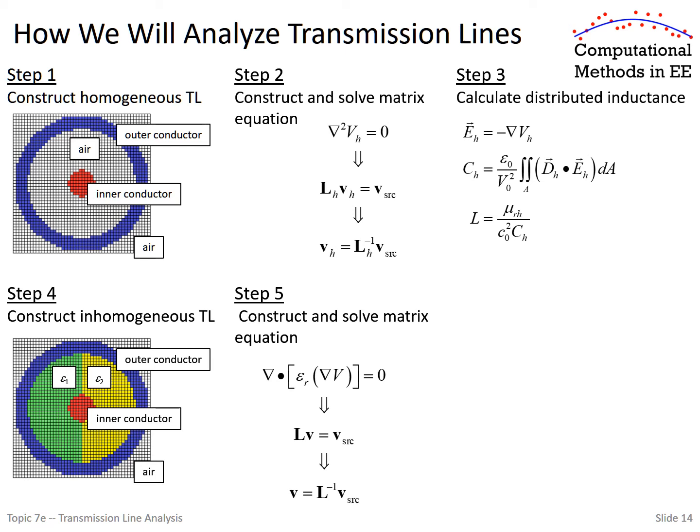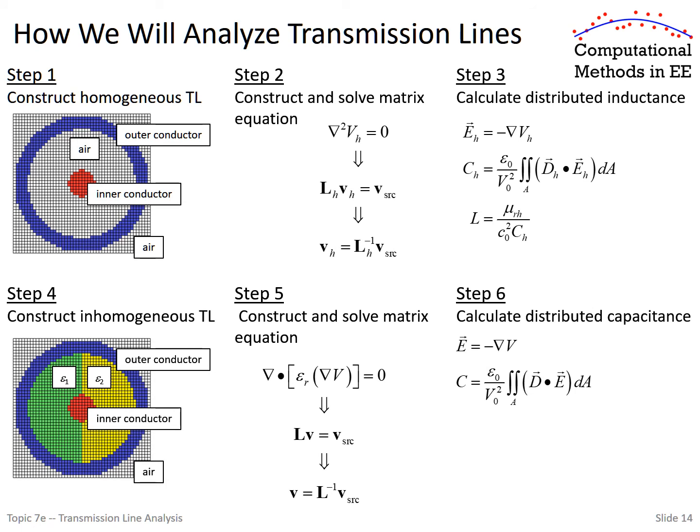So now we have the scalar potential for the inhomogeneous case. So this is really the true scalar potential. If we wanted to plot what the scalar potential actually looks like, it's this answer, not the one from the homogeneous case. We just did a trick there to get the distributed inductance much more easily than doing a magnetic analysis. So for the inhomogeneous case, this is the true scalar potential.